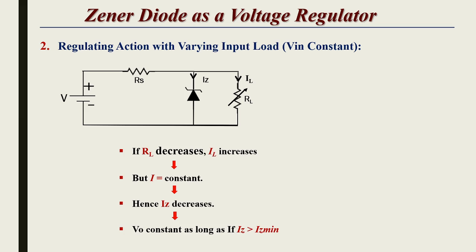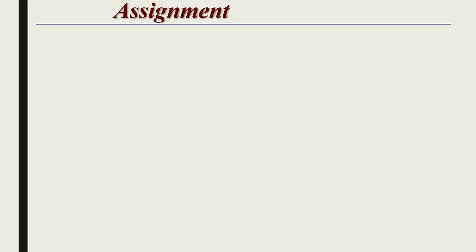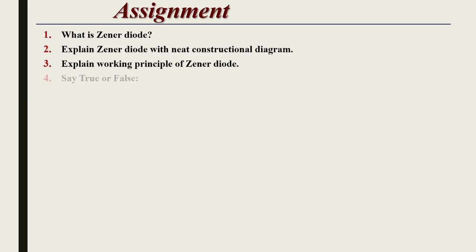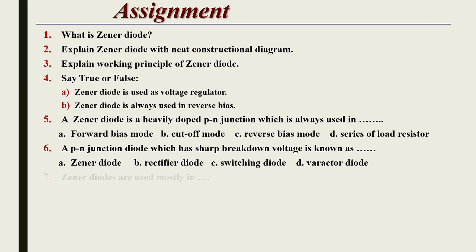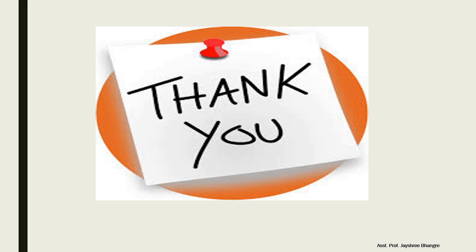So in this way again, using the Zener diode we can regulate the output voltage even though the load is variable. So here are the questions based on this topic. Solve the questions. Thank you.